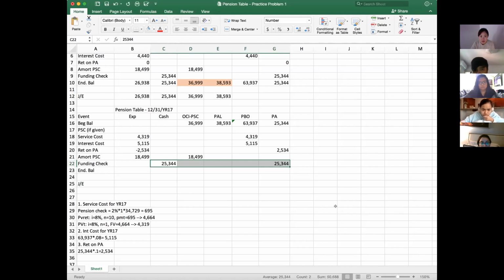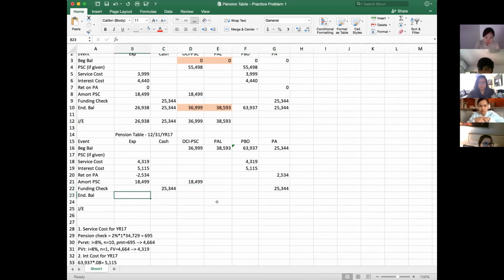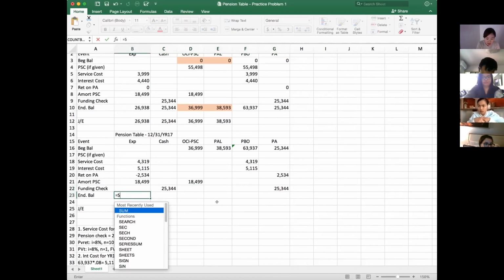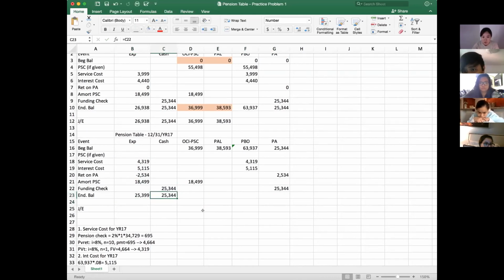Now then, are we ready to get the ending balances? Yeah? Think so? Then ending balance for pension expense will be just the sum because I used that negative sign in front of the return, right? And then that will be just this. Remember, this check over here for cash is credit to cash.